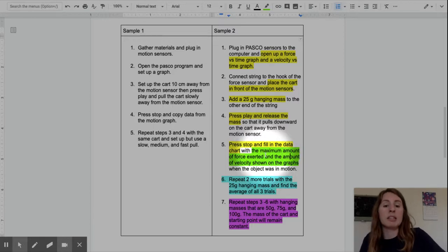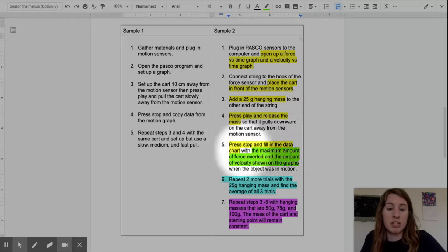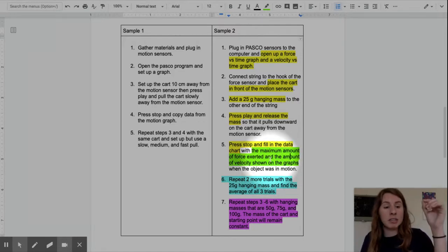And in this case, we see that there's going to be a data chart that we need to fill in using the graphs, and you're going to find the maximum amount of force exerted and the amount of velocity shown on the graphs. So this tells us where to look and what to look for in our graphs so that we can use that data to measure our dependent variable, to measure and use as evidence for our investigation.